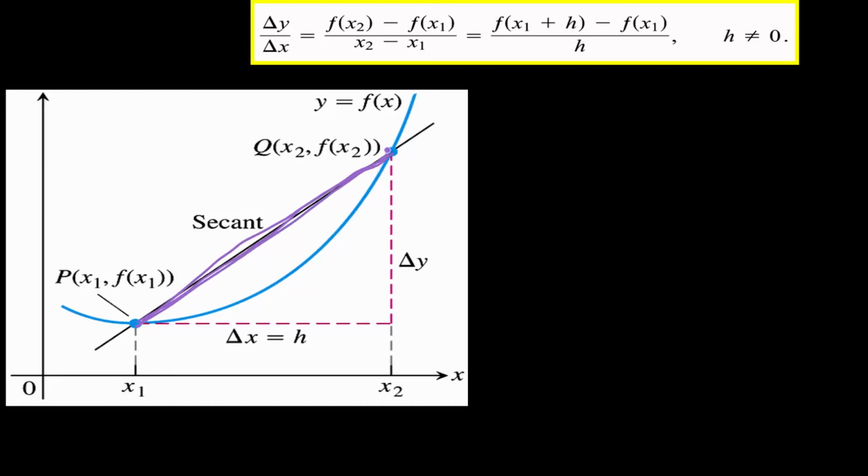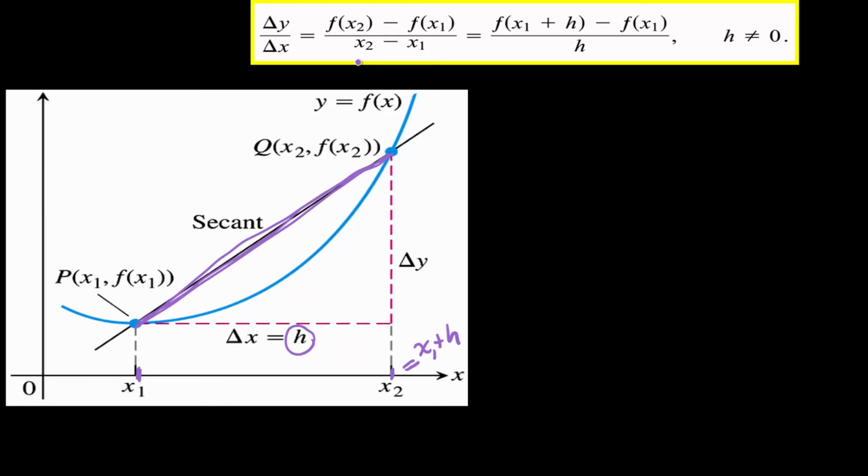Okay, and we say that the slope would be change in y over change in x. Now, if you think about it, the distance from x1 to x sub 2 is h. So the change in x would be h. We can call it h, it's just a random letter. So I can say then that x sub 2 is x sub 1 plus h.